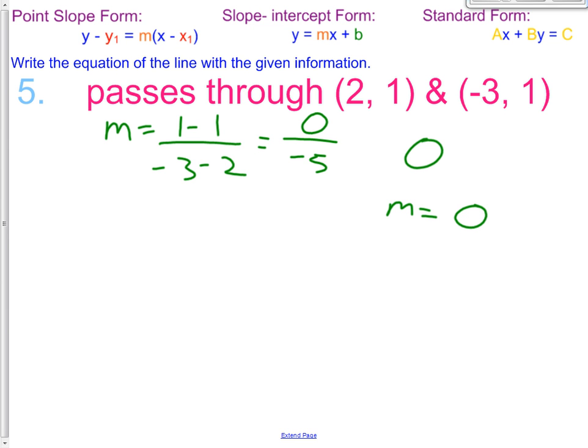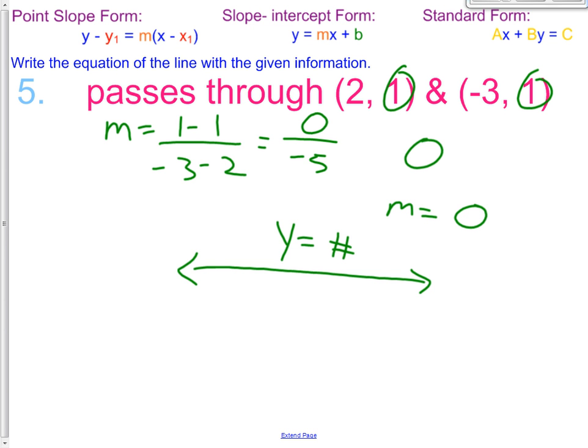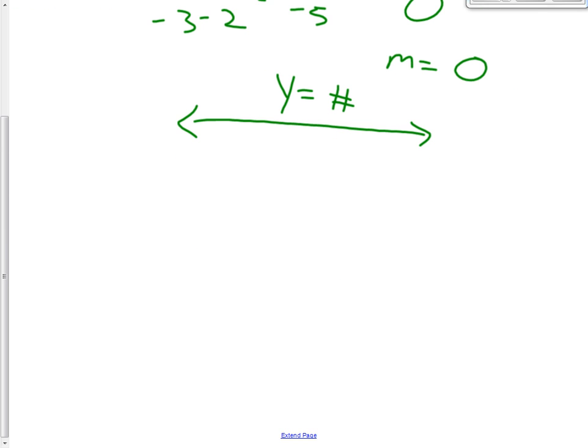We're going to go through this in class, but when my slope is 0, that is going to be a horizontal line that goes left and right. So to be honest with you, class, a horizontal line is just y equals a certain number. And what is my y coordinate? My y coordinate is 1. So for my point-slope form, my slope-intercept form, and for my standard form, they're all y equals 1. You could put that in for all of your answers there for problem number 5: y equals 1.